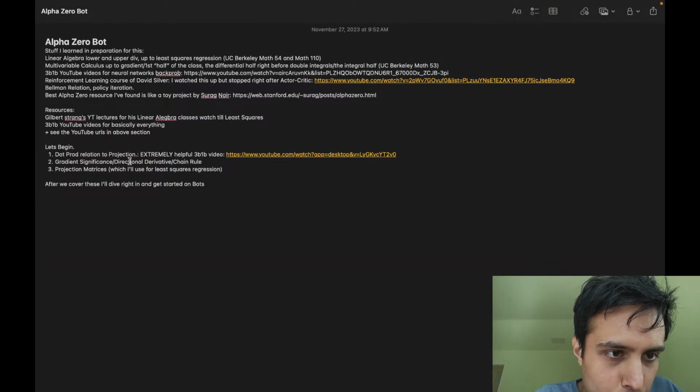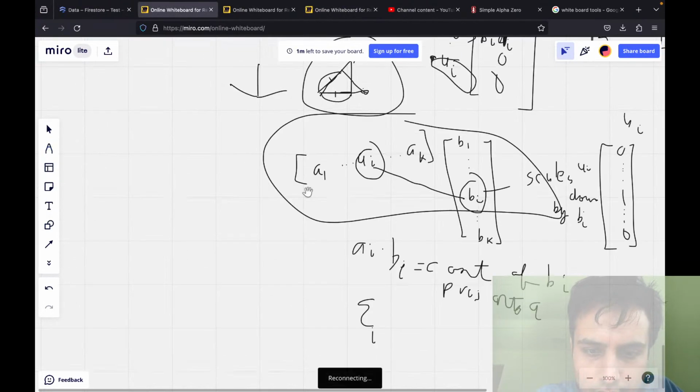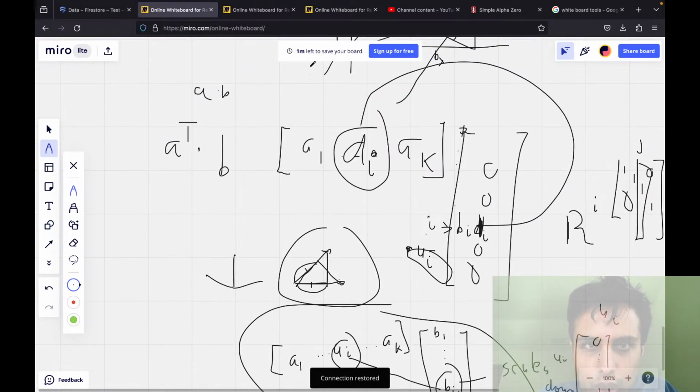And this kind of reminds me of the math I was doing last time too. I think I still have that board. Yeah, I do. It says 1 minute left to save your board. Well, I'm not gonna sign up. I don't sign up for these things.